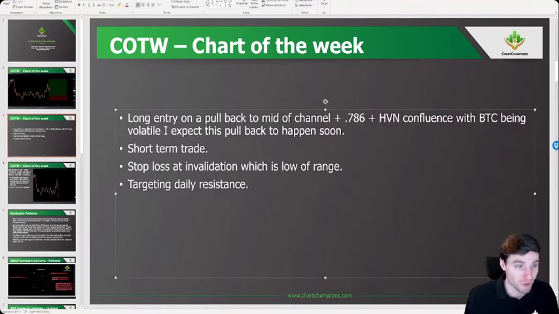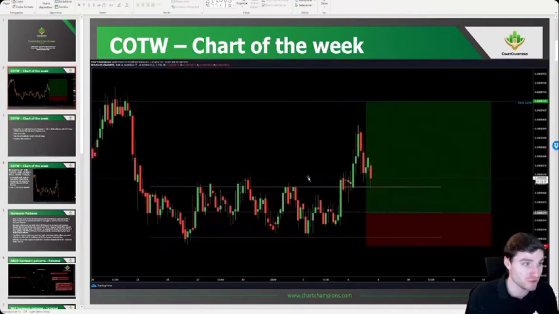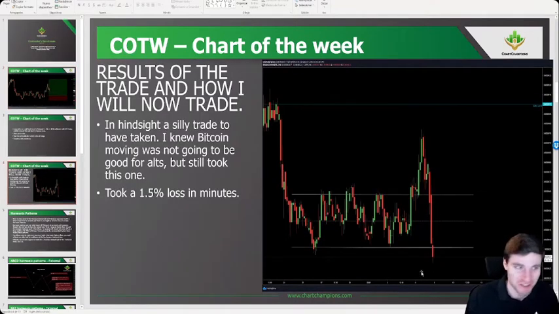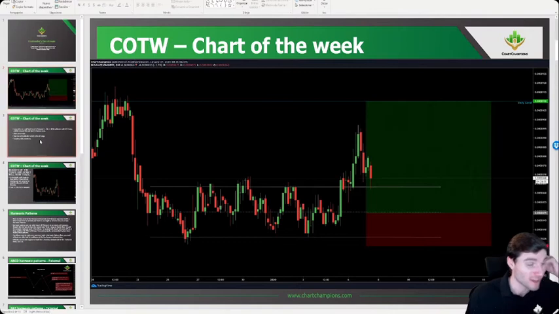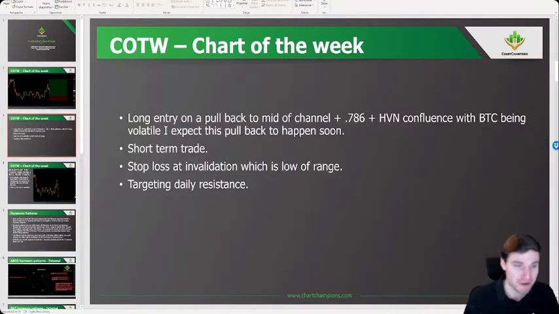With Bitcoin being volatile, I expect this pullback to happen soon, which is really annoying because I was expecting this to pull back with the Bitcoin volatility, hence why I didn't want to be aggressive on the highs. But I wasn't expecting so much of a pullback, but nevertheless, yeah, it happens, I guess. I can't do anything. Well, Bitcoin is moving up like it is. I think all alts got destroyed over the last few days, to be honest. Apart from Link done well.